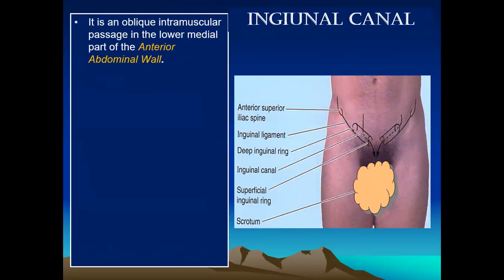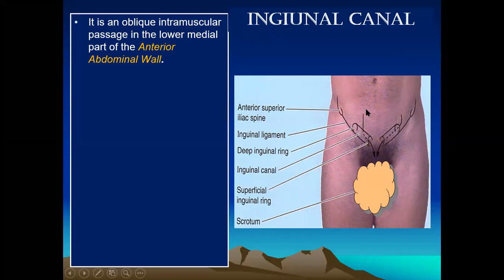Coming to the inguinal canal, so here is the inguinal canal, a very important structure, as we know, which is part of the inguinal hernias. So we should know what this inguinal canal is. It is an oblique intramuscular passage in the lower medial part of the anterior abdominal wall. So in the lower medial part. Okay, so this is the canal here.